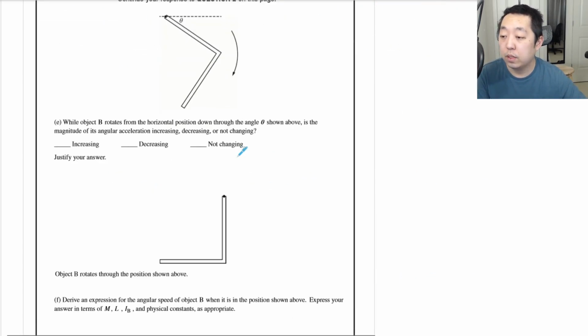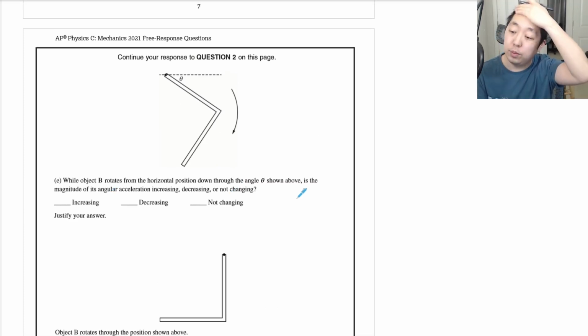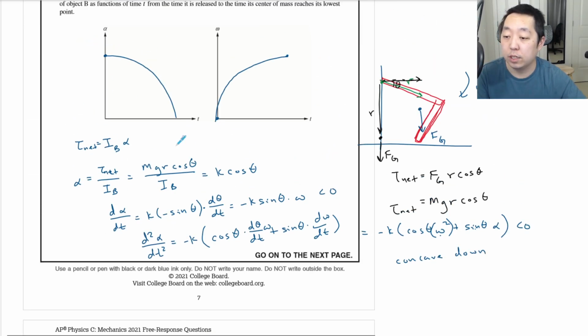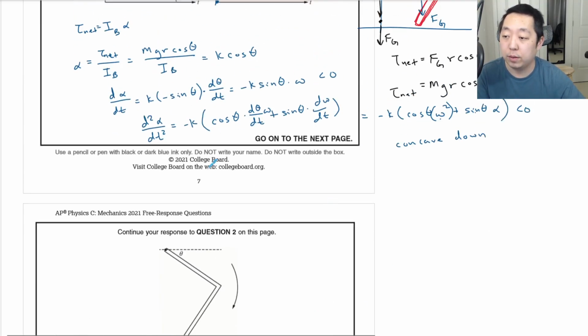Cool. While object B rotates from the horizontal position down through the angle theta shown above, is the magnitude of its angular acceleration increasing, decreasing, or not changing? Let's look at the magnitude. We say it is decreasing. We said the derivative was less than 0, and the justification is d alpha dt is less than 0. I already showed that before, so I'm not going to write that again.